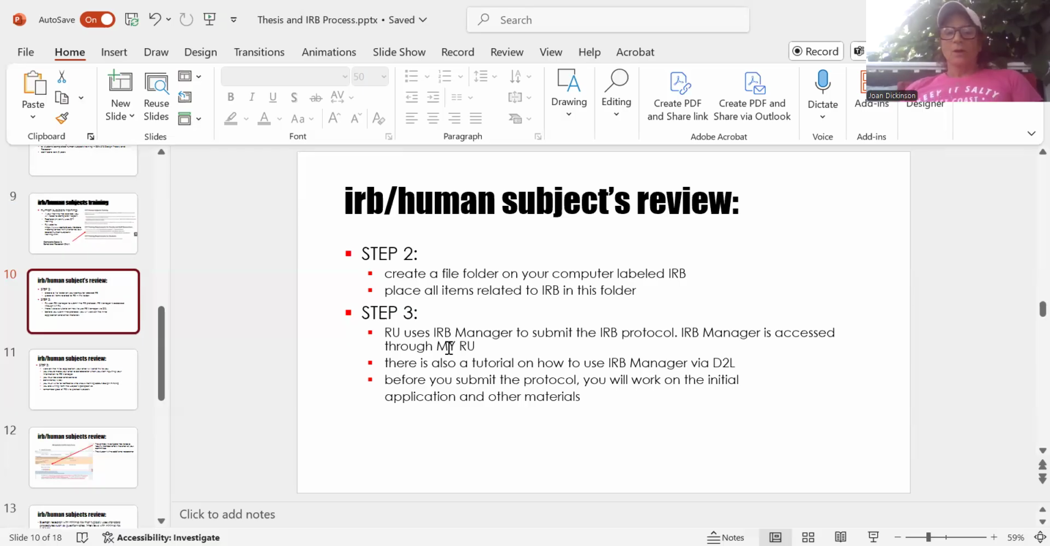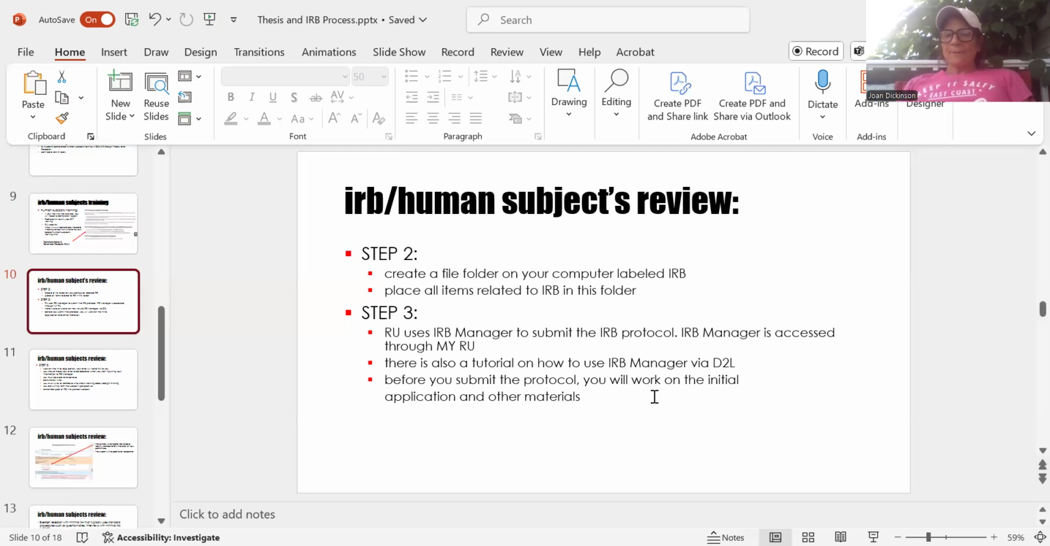Okay. So again, we use IRB Manager. IRB Manager is accessed through MyRU or My Campus, okay? So you're going to go to My Campus, and if you search IRB Manager, you will find it. There is IRB Manager training that's available through Desire to Learn. There's also a training manual, and I have that posted on D2L. So you're going to see that training manual.